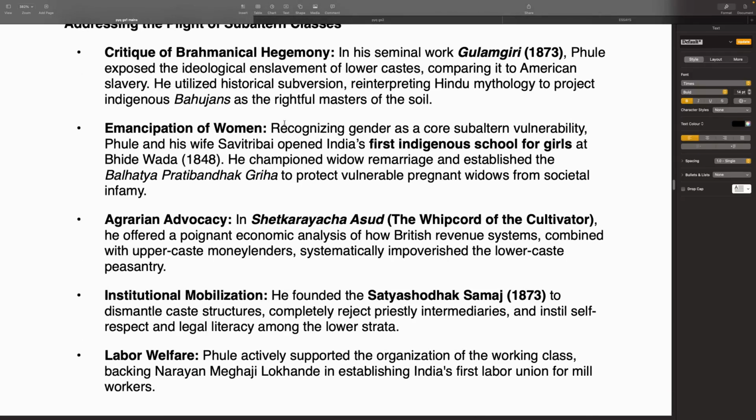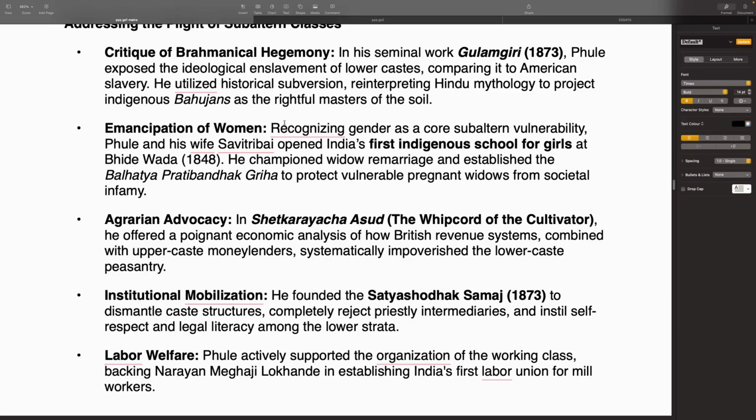Emancipation of women. Recognizing gender as a core subaltern vulnerability, Phule and his wife Savitribai opened India's first indigenous school for girls at Bhidewada. He championed widow remarriage and established the Bal Hatya Pratibandhak Griha to protect vulnerable pregnant widows from societal infamy. Agrarian advocacy. In Shet Karachya Asud, the whipcord of the cultivator, he offered a poignant economic analysis of how British revenue systems combined with upper caste moneylenders systematically impoverished the lower caste peasantry.